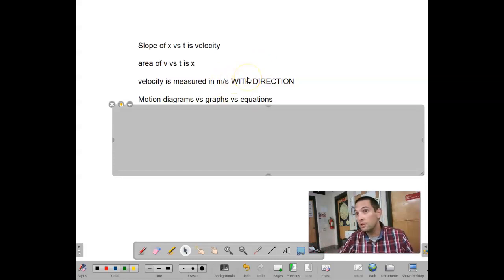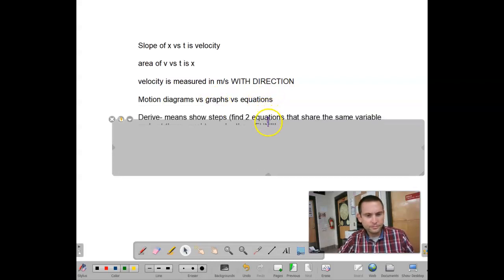Graphs are going to give you a lot of detail. You can see the slopes going on. Equations are the best for sure. Graphs being probably the most common that we're going to run across.